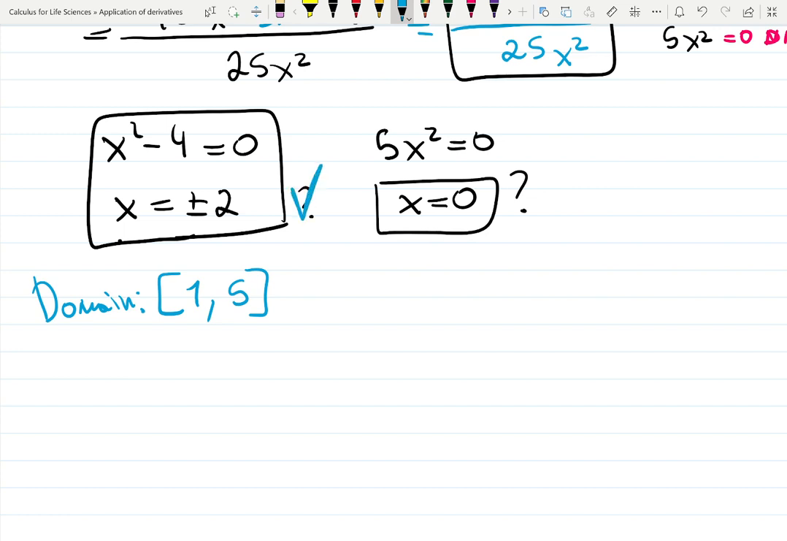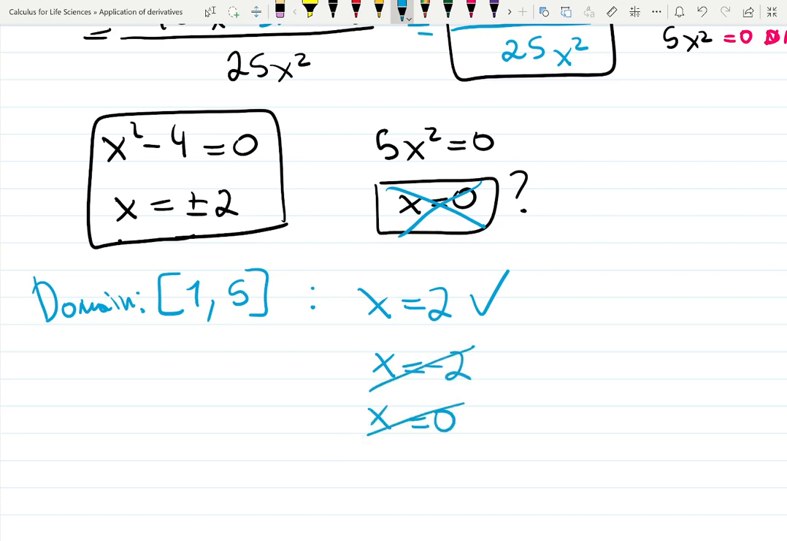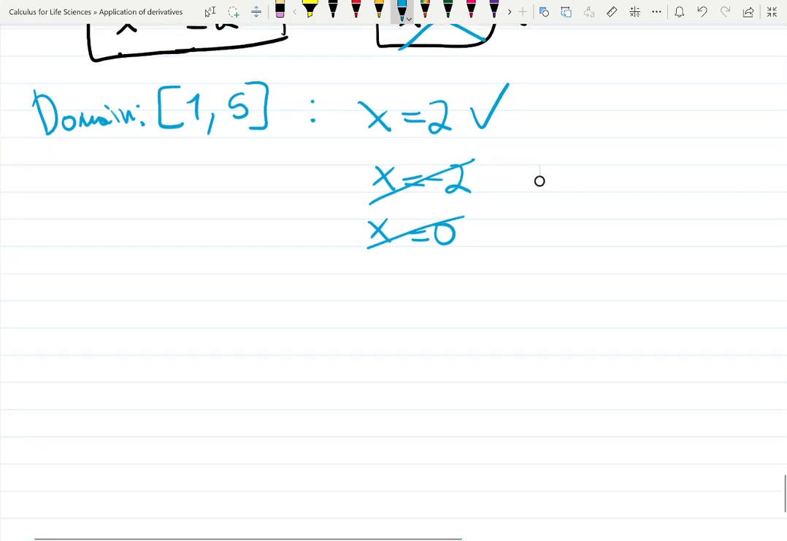So yes to 2, no to the 0. Because 2 is in, and minus 2 is not. Minus 2 should be kicked out as well. So let me list. x equals 2 is fine, x equals minus 2 and x equals 0 are not fine. Not in the domain. So the list just shrank to 1 point out of 3, plus 2 endpoints.